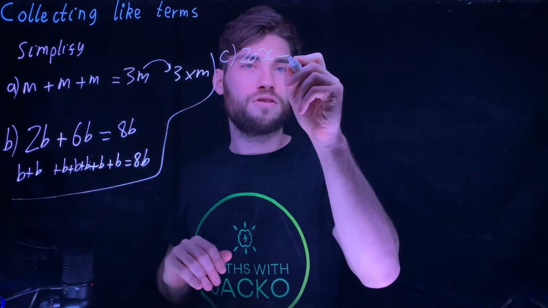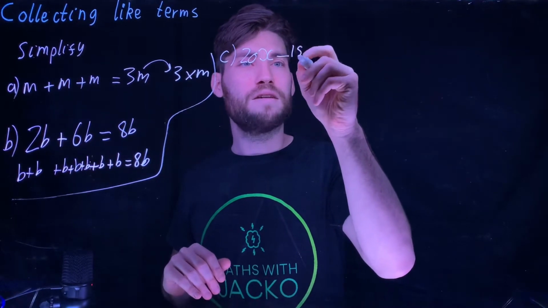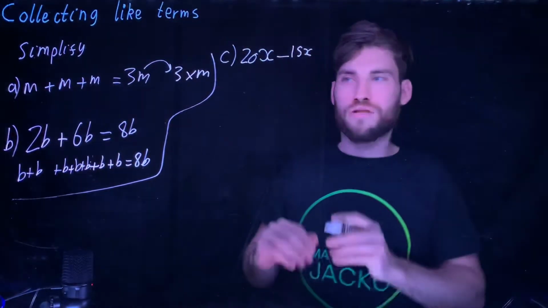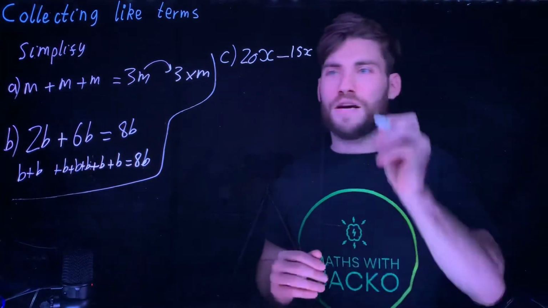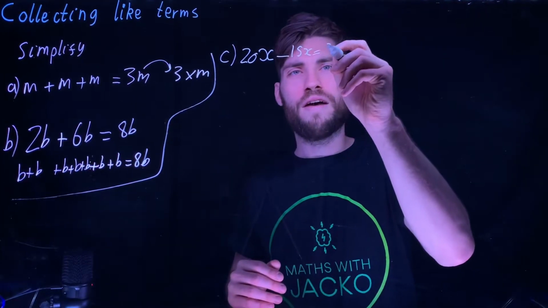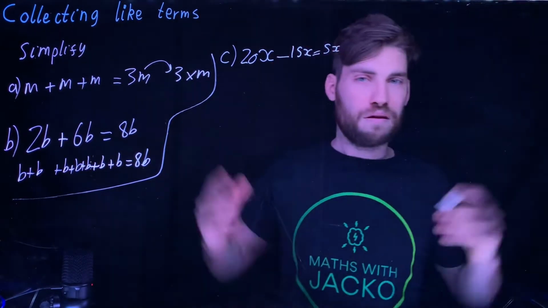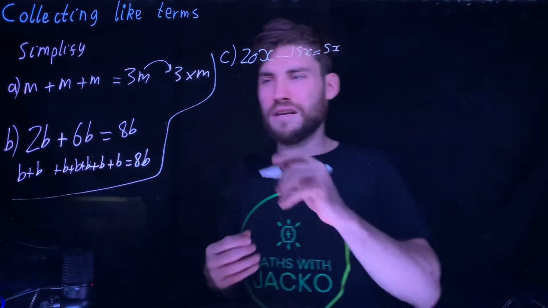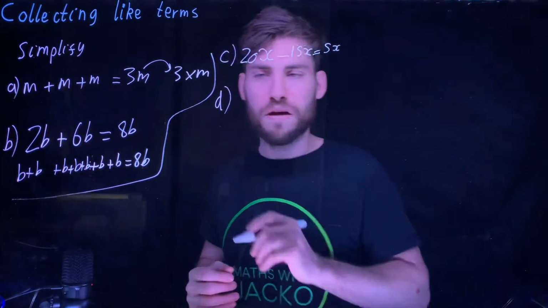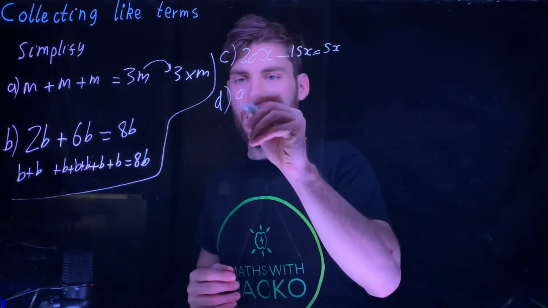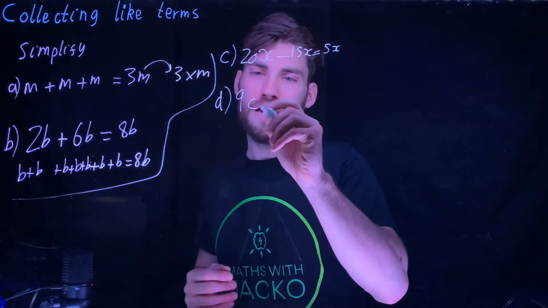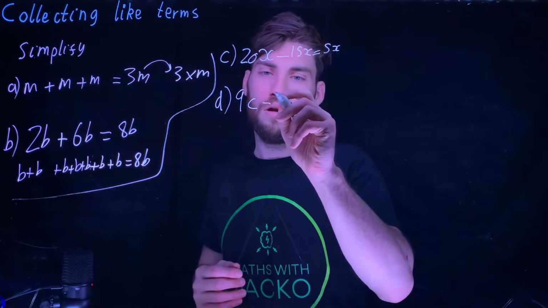So 20x subtract 15x. Pause it. Have a go at that one. Okay, so you should have realised that is just 5x. And that's it. We'll do one more. Why not? For a laugh. Let's go 9c minus 2c plus 4c. Oh, here we go.